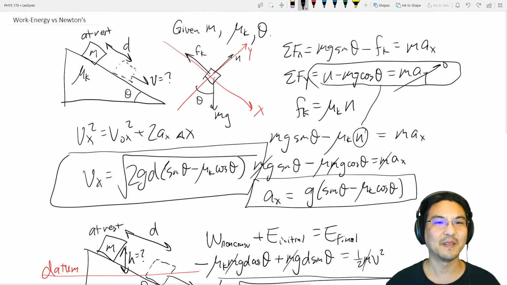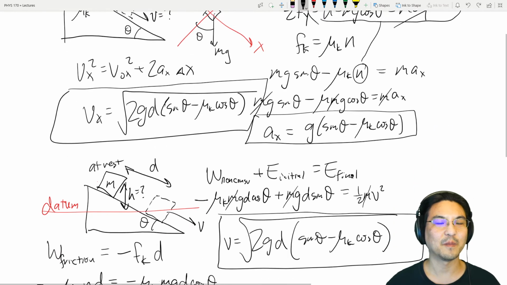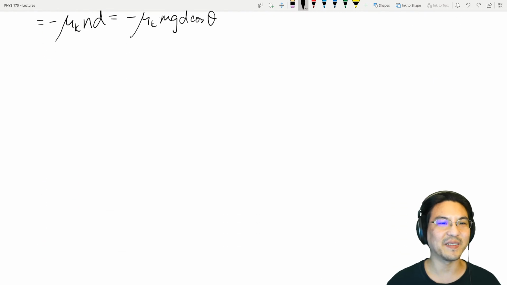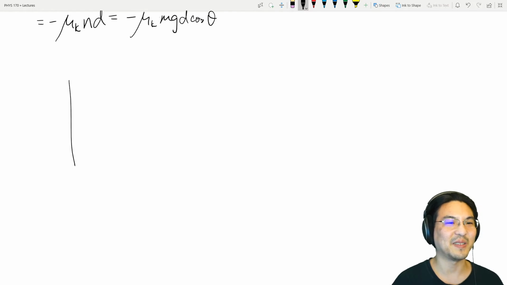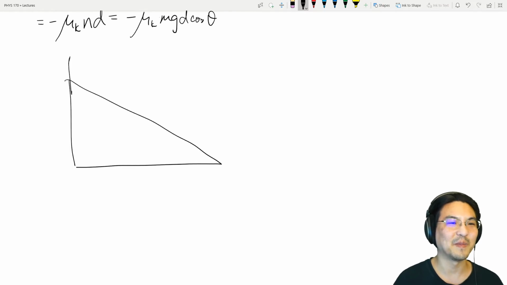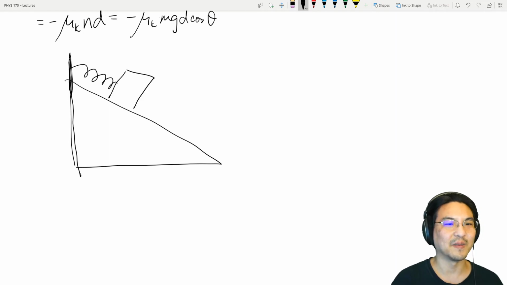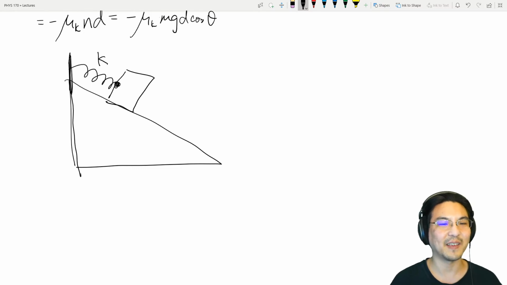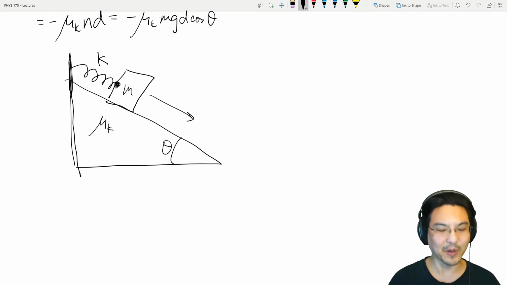Okay, let's put a spring in there now. So how about same problem, but this time let's attach a spring here. So there's a spring attached with spring constant k. Okay, and then there's friction. And let's say we know the coefficient of friction. Now, what's the acceleration when the block slides this way?